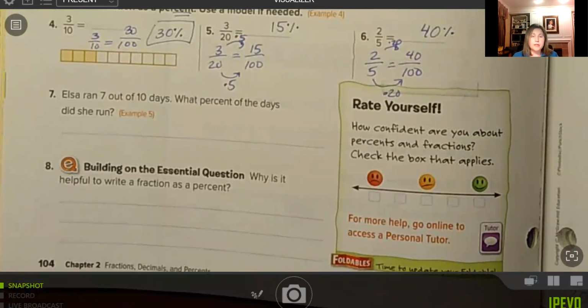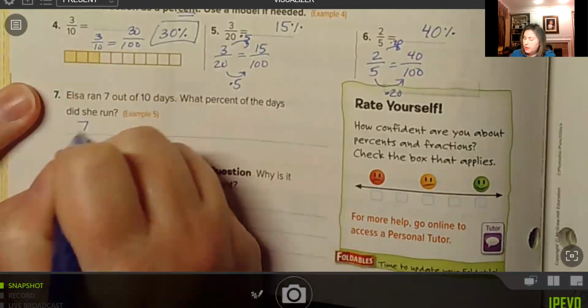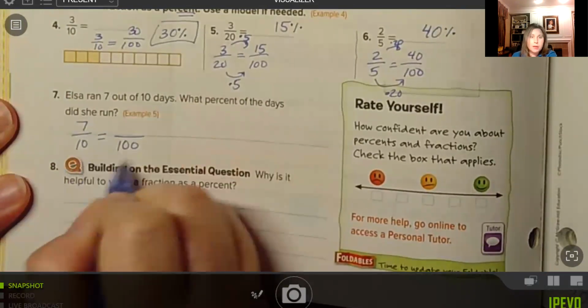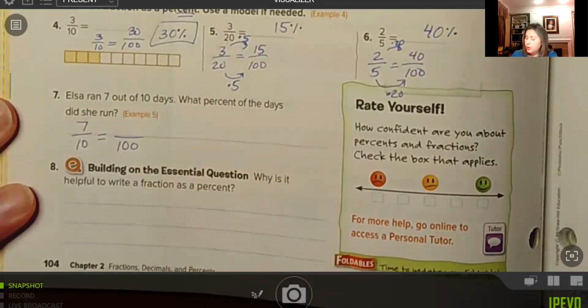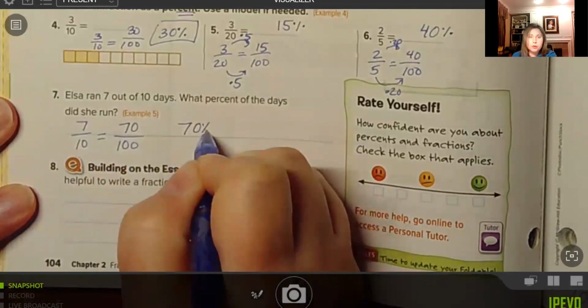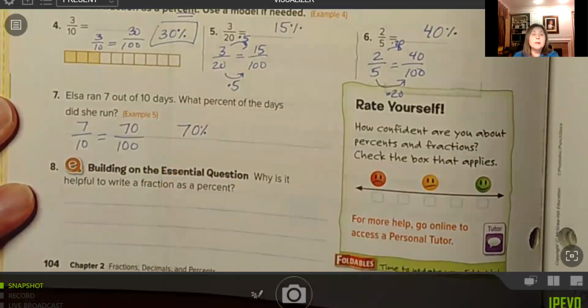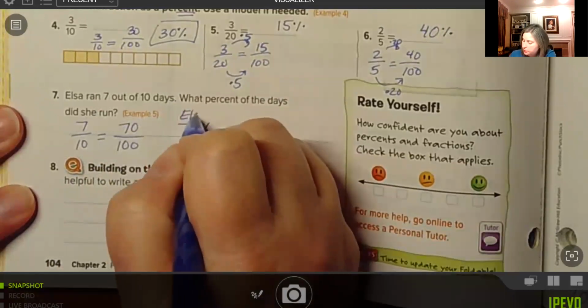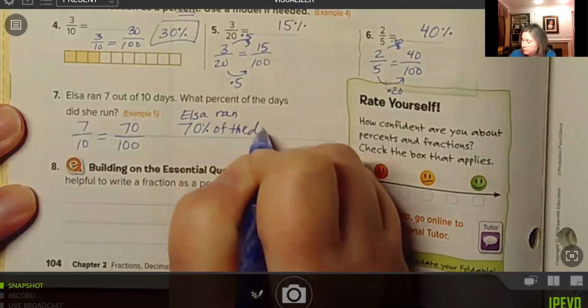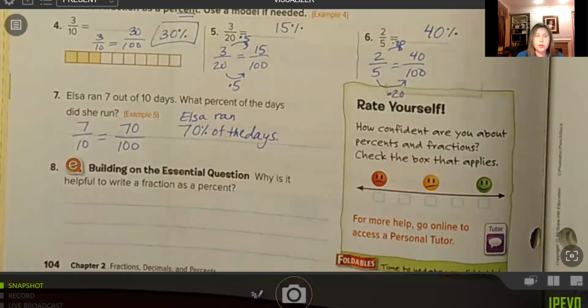Elsa ran 7 out of 10 days. What percent of the days did she run? So she ran 7 out of 10 days, and we want to scale that up to 100. For the denominator, we multiplied by 10. So we need to do the same thing to the numerator, times 10. So 70 over 100, 70 per 100 is the same as 70% of the days. So Elsa ran 70% of the days. Okay, so she took 30% of the time as days off of running.